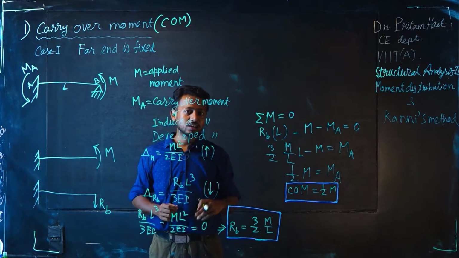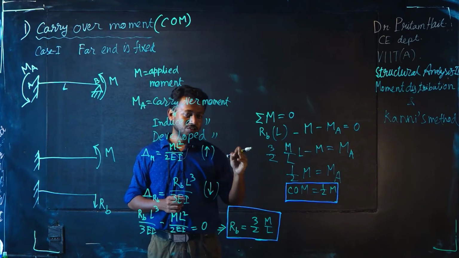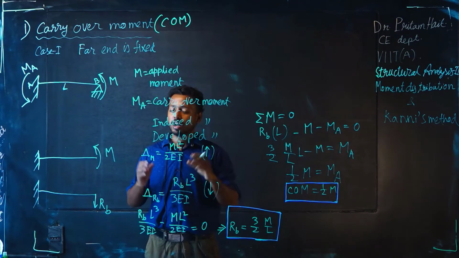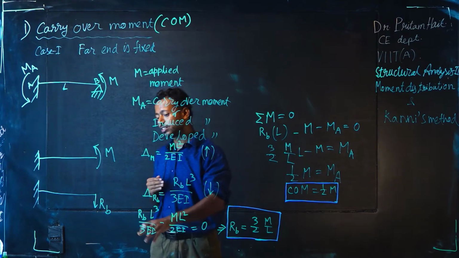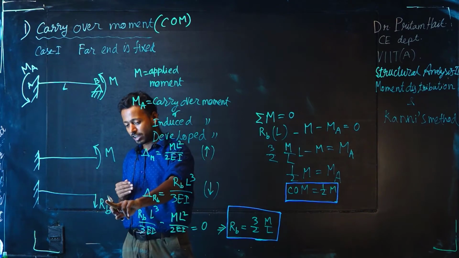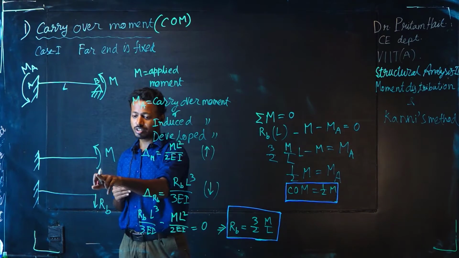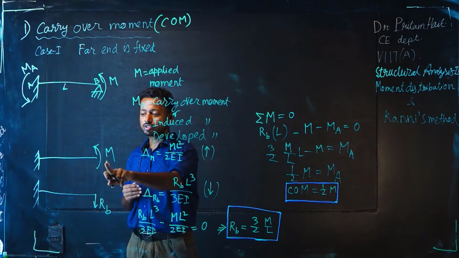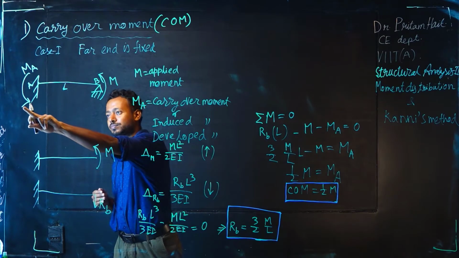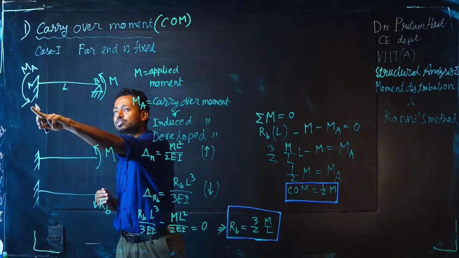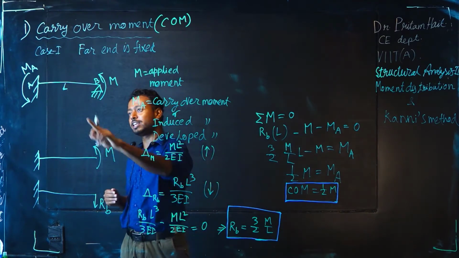Now, if I consider the sum of moments to be 0 in this beam, that means the equilibrium condition of moment, I can write the sum of all the moments will be 0. So what moments are acting? You can see this vertical force is trying to rotate this beam in clockwise direction. This applied moment is trying to rotate this beam in anti-clockwise direction, and this carryover moment is trying to rotate this beam in anti-clockwise direction. So we will consider these three moments.